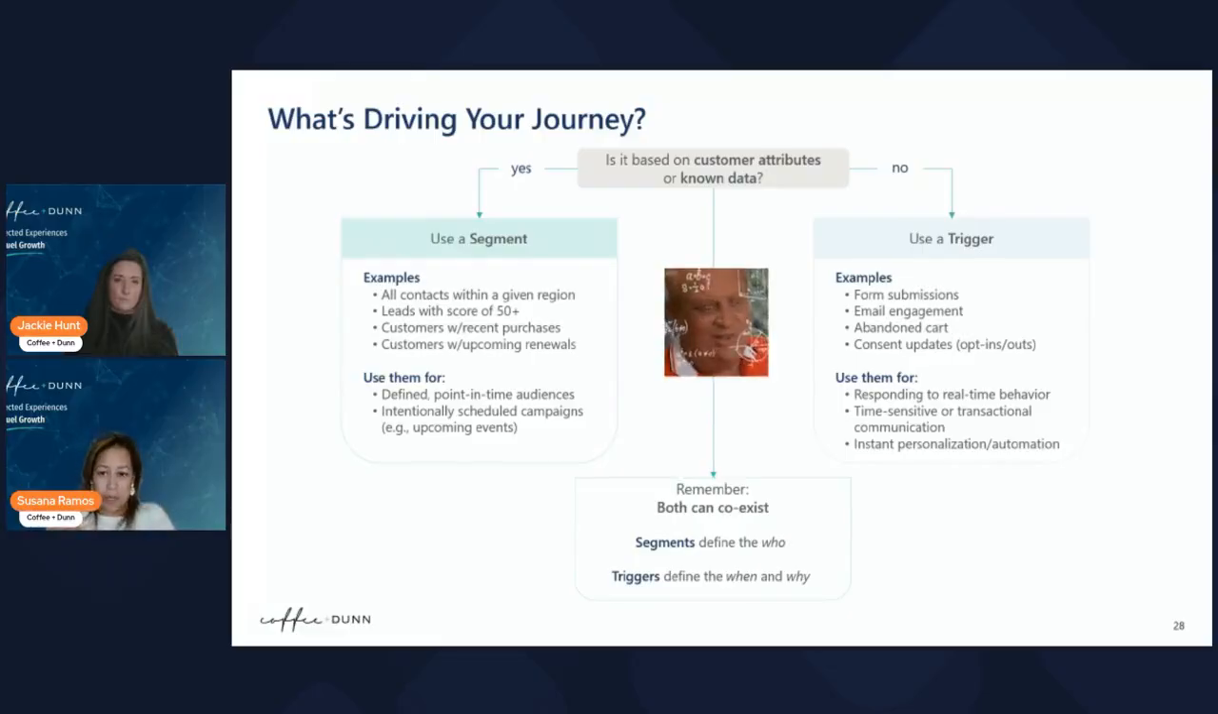And I think we used this in an example before where you want to be able to re-engage, right? Even customers that have maybe upcoming renewals, so you know when that contract end date is. All of that historical information can be really good for when to use a segment, because segments are great when you are trying to build these defined point in time audiences, or if you're trying to use them for very intentionally scheduled campaigns.